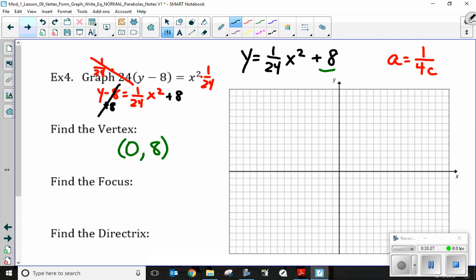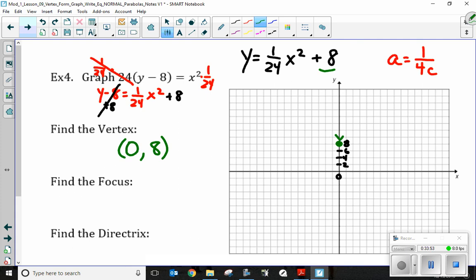And for the sake of size, instead of every box being 1, my scale is going to be by 2's. So I go to 0 on the x right here, and I go 2, 4, 6, 8. All right? So I'm going to put a dot here at 0, 8. That's my vertex.